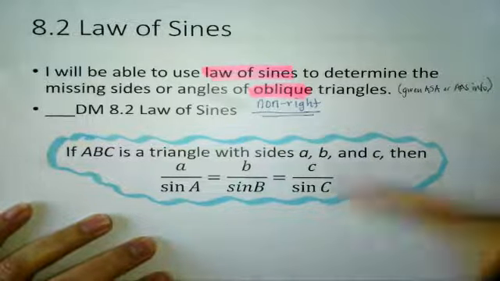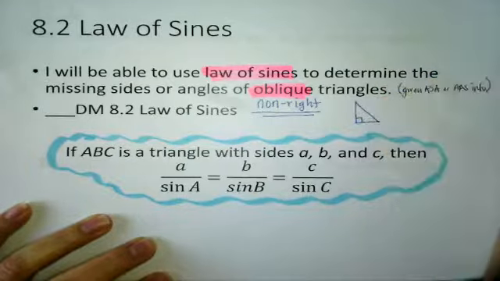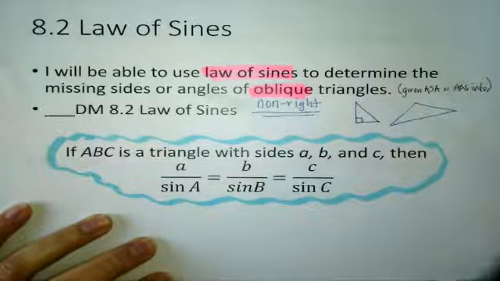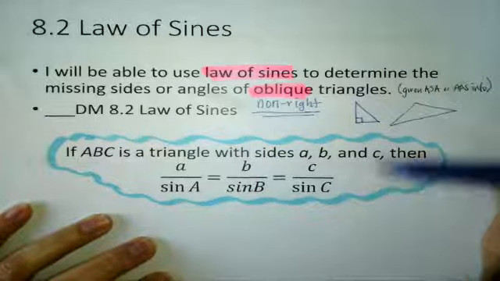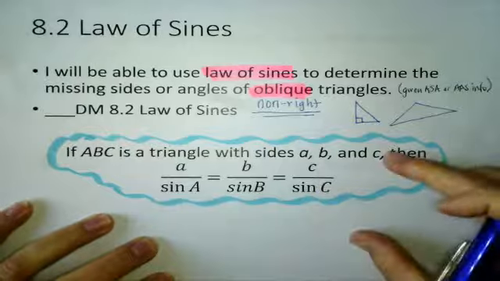So guess what? From before, everything had to be right triangles. Well, now we've got all kinds of crazy triangles that we can actually set up a nice little proportion and use this law of sines.